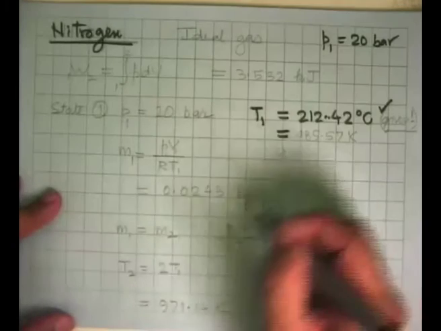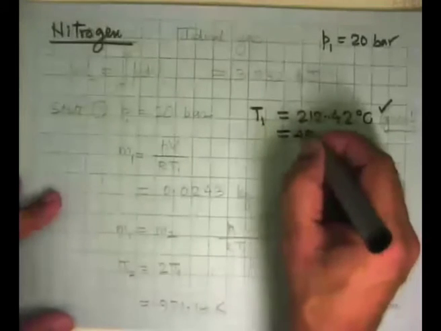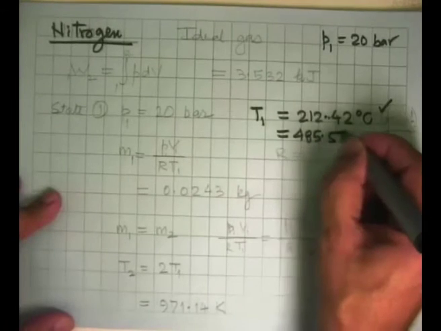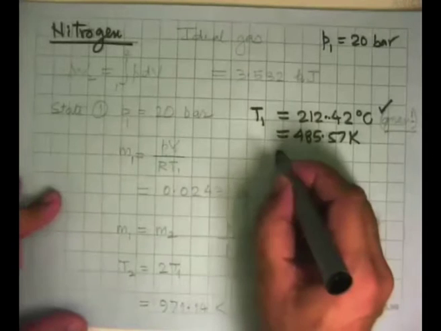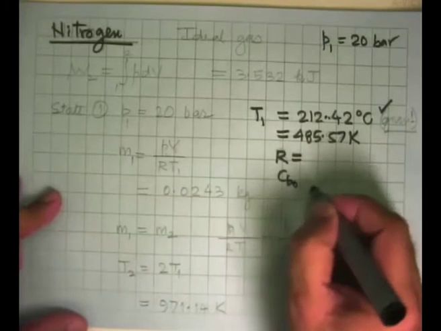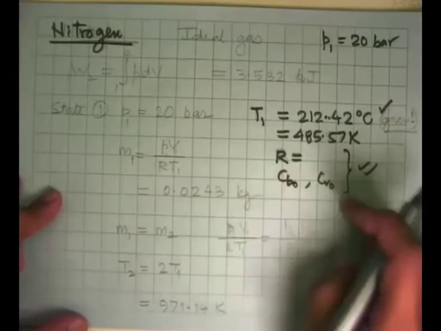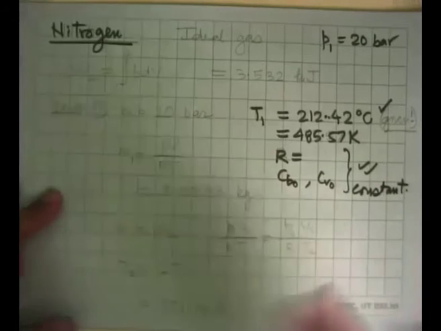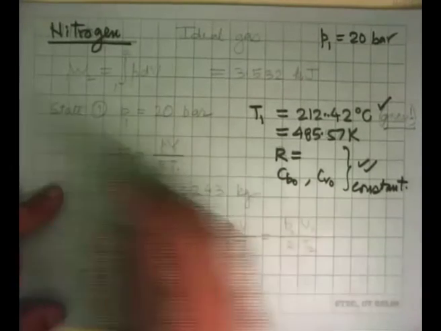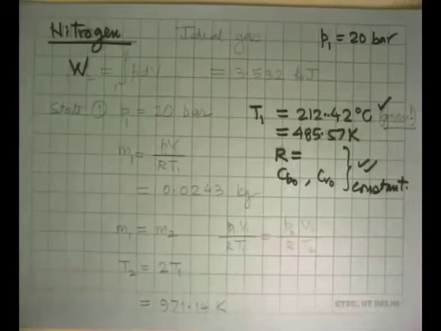And in the ideal gas equation of state, remember all temperatures have to be in absolute values, Kelvin. So we immediately convert this into 485.57 Kelvin. We will need values of the gas constant for nitrogen, maybe Cp0, Cv0. These are all given in property tables, and we take these to be constant for the entire states that the process undergoes. Then the equations that we derived are still exactly the same. They do not depend on the working substance that we have.